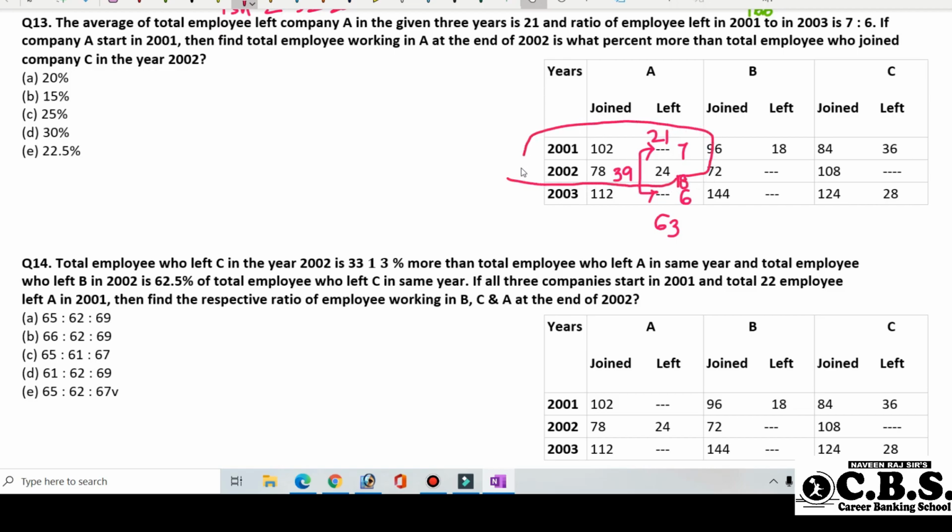So 2002 is required. Okay, so which company is specifically mentioned? A company. So how many are joined? 1 or 2 are joined. How many are left? 21 are left. How many are joined? 78 joined. How many are left? 24.